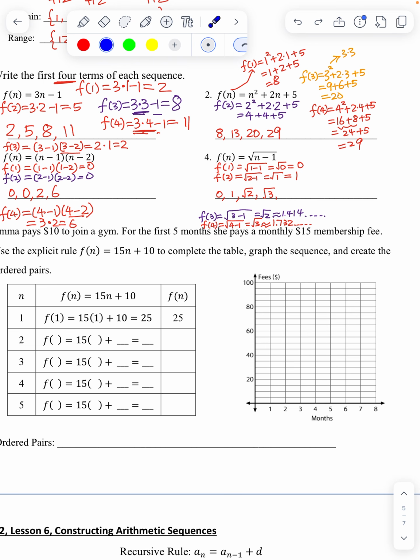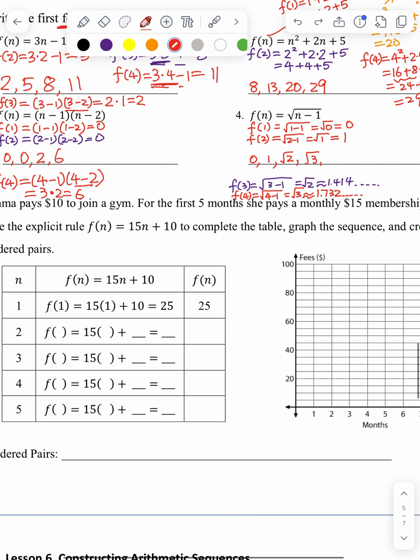Okay, now we're going to do the rest. 2, 3, 4, 5. So when n is equal to 2, we replace n by 2. The add 10 here is not changing. When n is equal to 3, 4, 5, you just multiply by the different month number, right? How many months?